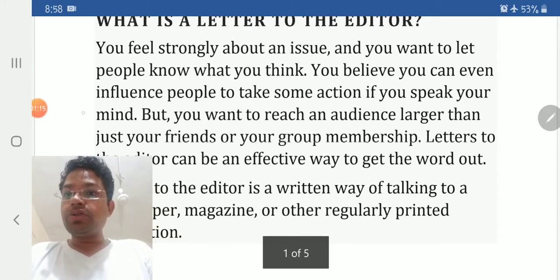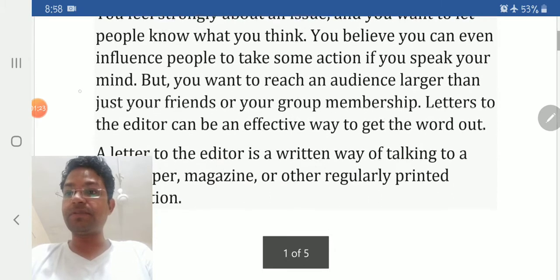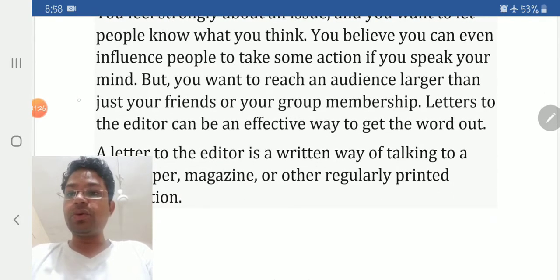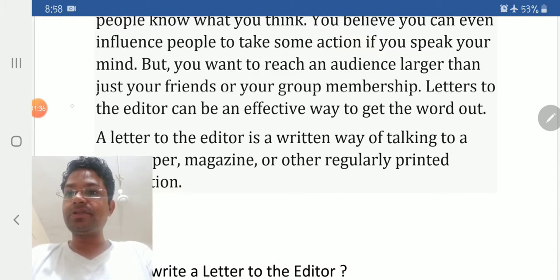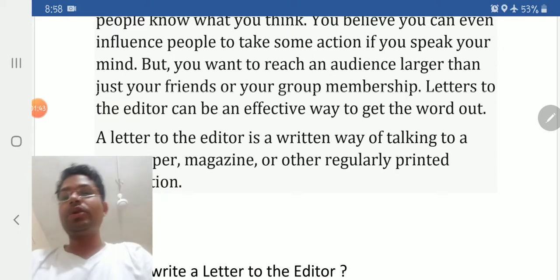And you want to reach an audience larger than just your friends or your group membership. It means if you are just speaking your mind, then only the people around you and your friends will listen to you, but you want to reach a larger audience. So how can you reach a larger audience? By writing a letter to the editor. So a letter to the editor can be an effective way to get the word out.